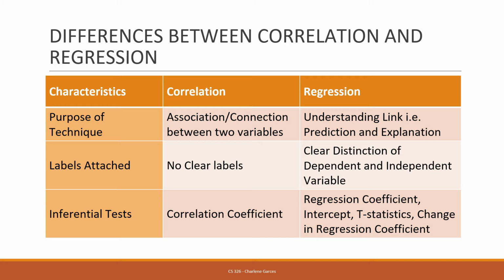Now, labels attached. When you have the correlation, there are no clear labels when it comes to the technique in correlation. However, with the regression, as we all know earlier, there is a clear distinction of what is the dependent variable in your study and what is the independent variable of your study. So naa na jud siya difference or distinct, meaning to say klaro, clear nga this is the dependent variable and these are your independent variable. Okay? So when you say inferential test, you also have the correlation coefficient.